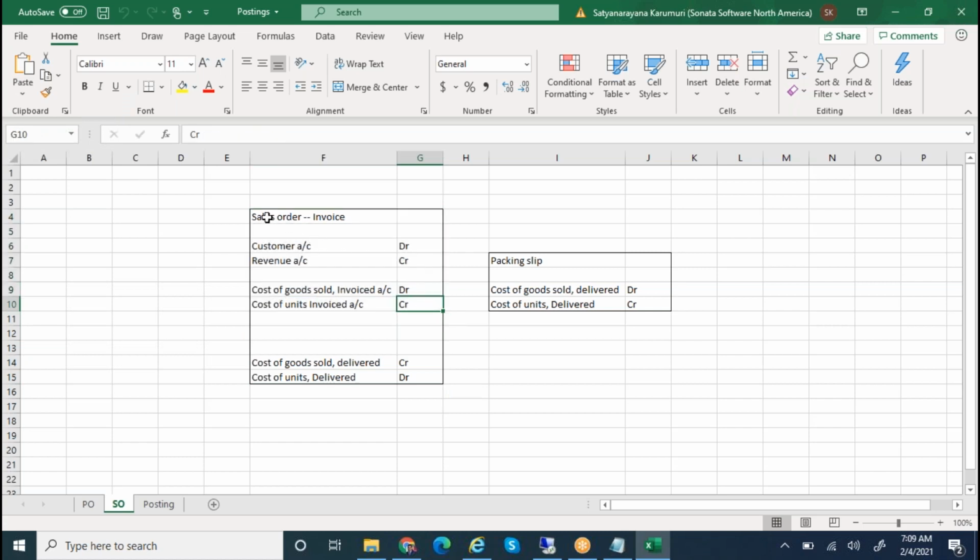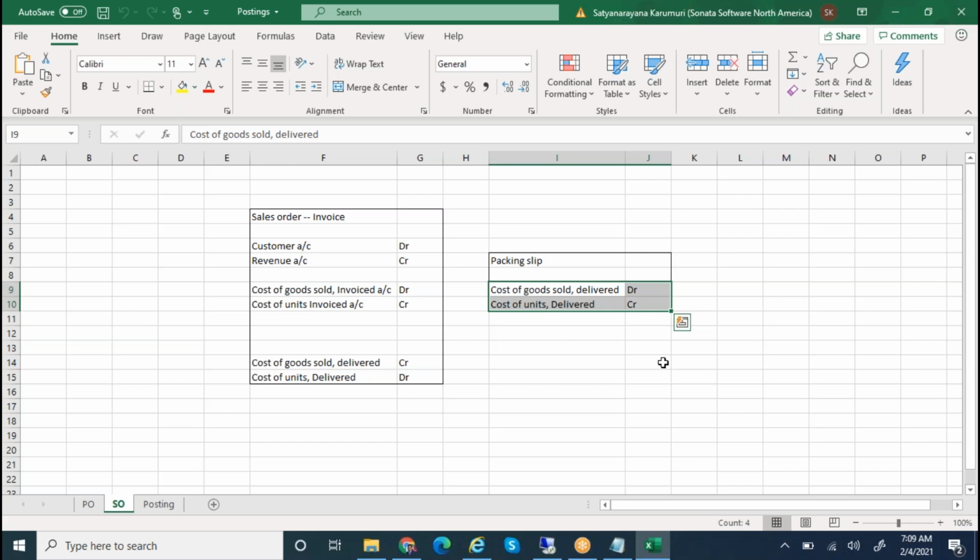Regardless of item nature, whether it is stocked or not stocked, for a non-stocked item this will not be posted, because you will not have quantity. If you don't have quantity, you don't have a packing slip. The reason we are doing non-stocked is that we should not include it in the inventory valuation.